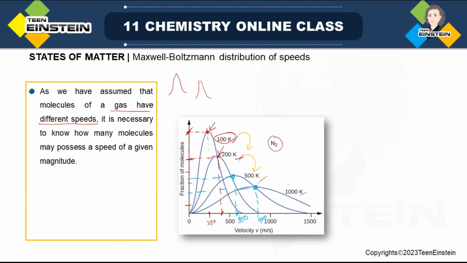Now the important point that you have to understand: when you are increasing the temperature from 100 to 200, 200 to 500, 500 to 1000, the fraction of molecules is decreasing. This point, this one, and this one.